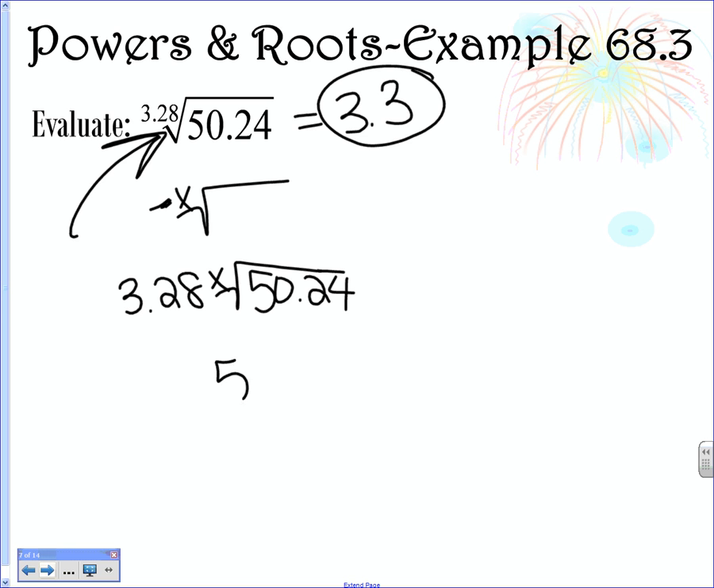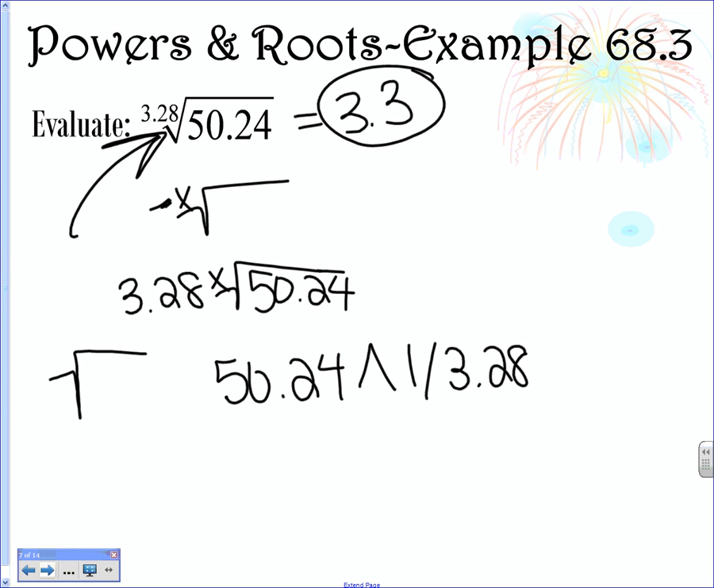You say 50.24 raised to the 1 over 3.28. Because remember, how do you get that x to the 1 over 3? So it would be x to the 1 over 3.28. Okay? Now, you have to use the divide by button.